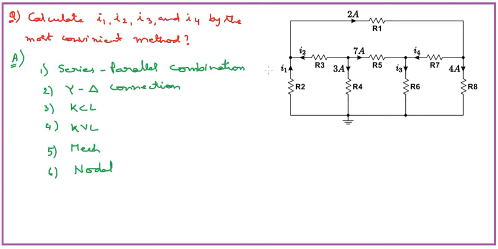Let us see what the convenient method is for this problem. First we need to analyze the problem. So what is the question? The question is to calculate I1, I2, I3 and I4. If you keenly observe this problem, there is no voltage source. That means he might have taken some part of the network, and that part has been given to us.